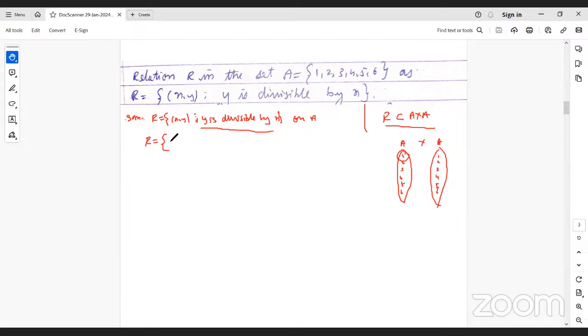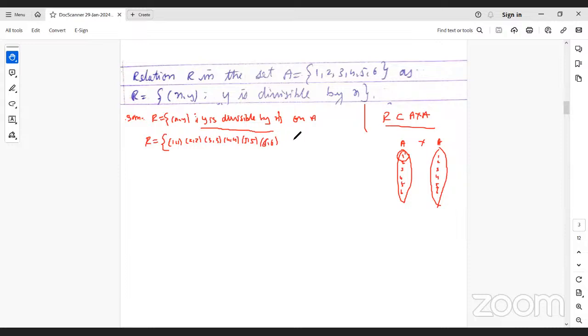So see, 1 is divisible by 1. Yes. Next, 2 is also divisible by 2. Yes. 2 and 2, then 3 and 3, it is possible. 4 and 4 also it will form ordered pair. 5 and 5 will also form ordered pair, and 6 comma 6 will also be the part of this relation. Because every number divides itself.